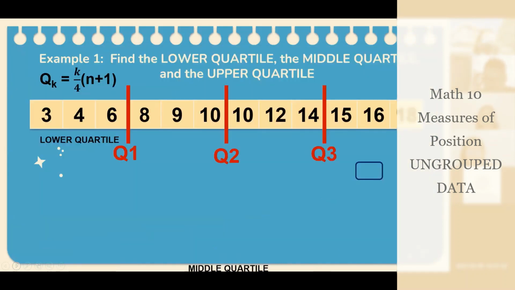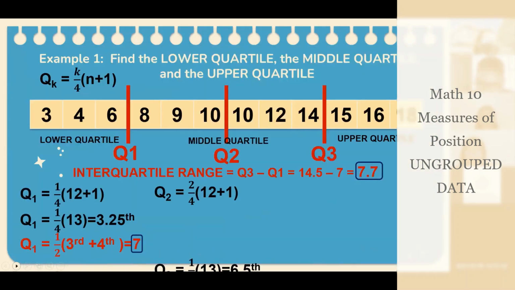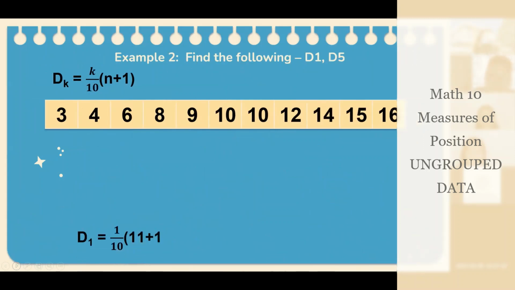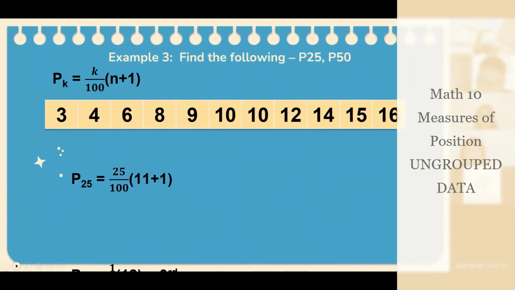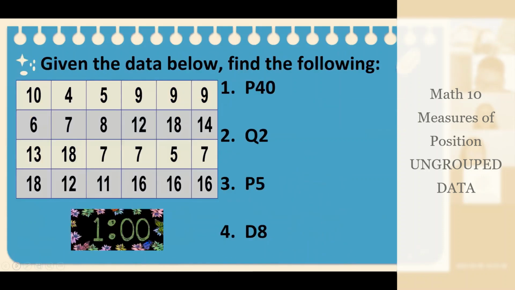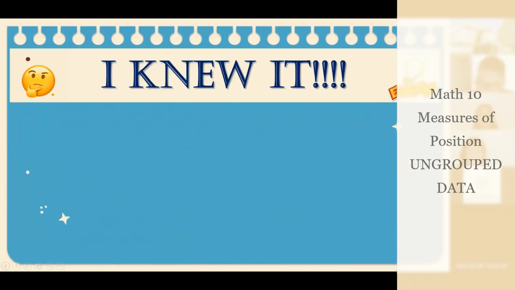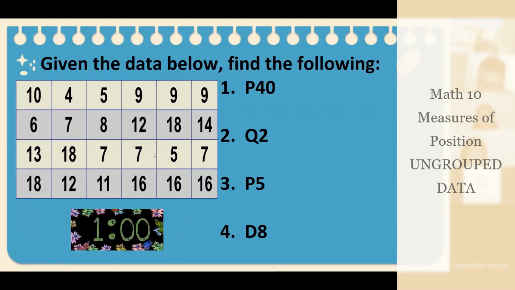Yan. So they are arranged from least to greatest. So whenever you see problems, you have to look for quartile, percentile, decile. See to it that the numbers are arranged from least to greatest. Okay. Yan. So please look for percentile 40, quartile 2, percentile 5, and decile 8. But see to it, your numbers are arranged. Sige, get your scratch or your notebook. Arrange nyo muna from least to greatest before you start.